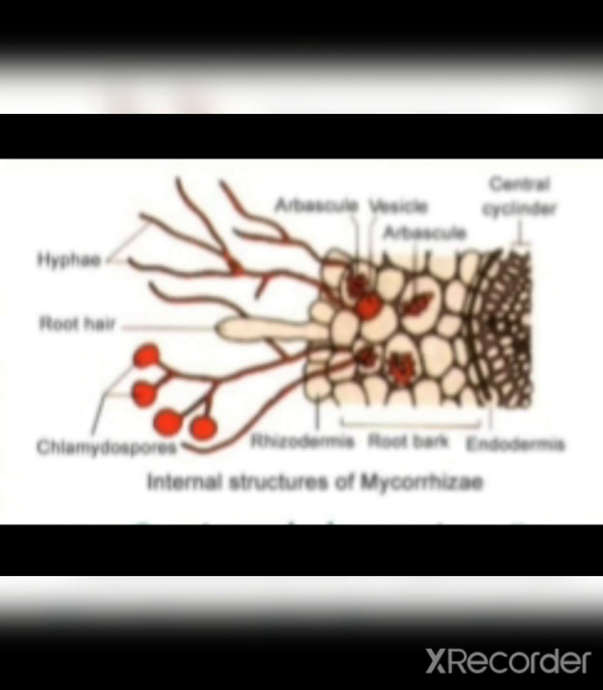Some plants have an obligate association with the mycorrhiza. An example is the pine tree. In pine trees, pine seeds cannot germinate and establish without mycorrhiza.